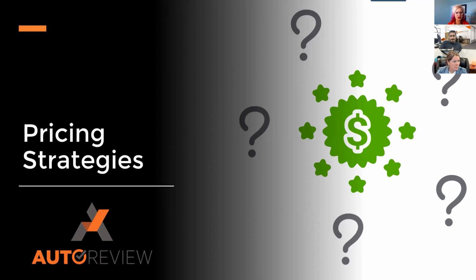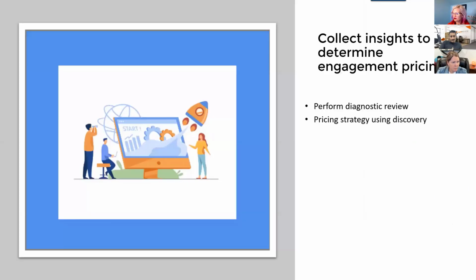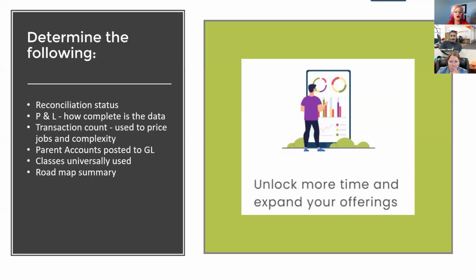So you can actually use this to do some price strategies for understanding what you are getting involved with. What status are the books in? You can gain some insights by performing a lot of those diagnostics before you start the engagement. By just connecting, you're going to be able to start doing some type of discovery, pulling out that data, and you're going to be able to give a better priced engagement.